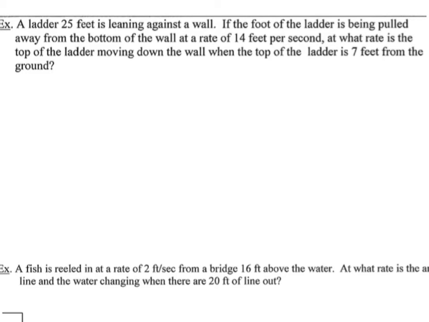And we've got a problem here, and this is a very standard related rates problem: the ladder problem. You've got a 25-foot ladder leaning against the wall, and the ladder falls down the wall. It's being pulled away from the bottom of the wall at a rate of 14 feet per second. At what rate is the top of the ladder moving down the wall when the top of the ladder is 7 feet from the ground?